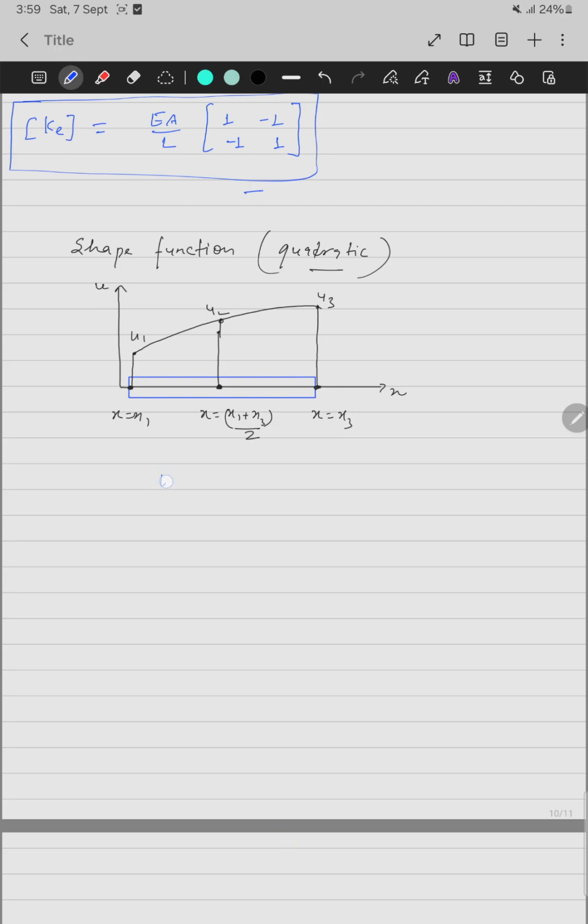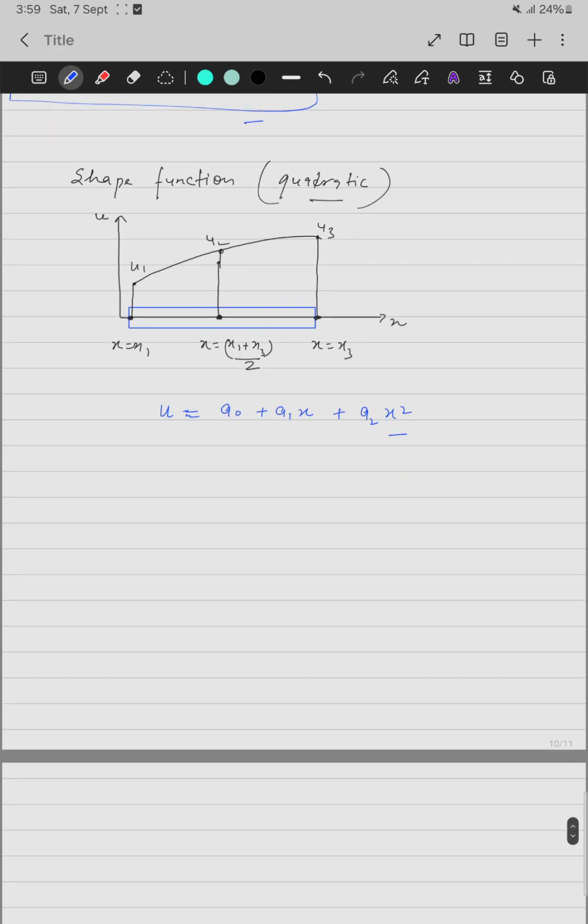We can write it as u equals a naught plus a1x plus a2x square. If you see here, you will get a second degree polynomial for this particular displacement equation. Now again, as earlier, we have to convert this u in terms of nodal displacements, that means u1, u2, u3, with some shape functions.